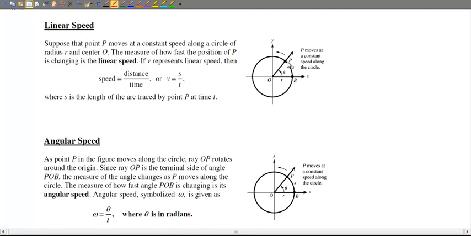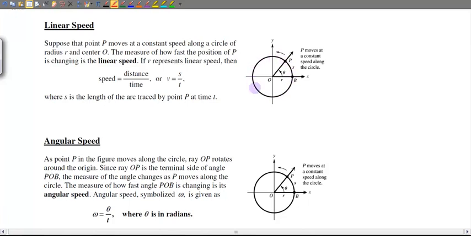All right, in this section on 3.4, we're going to talk about both linear speed and angular speed and apply those in a situation. So let's first discuss linear speed. Here's a formal definition of linear speed, and what this is basically saying is that when we talk about linear speed, we're talking about the speed at which P is traveling around the circle.